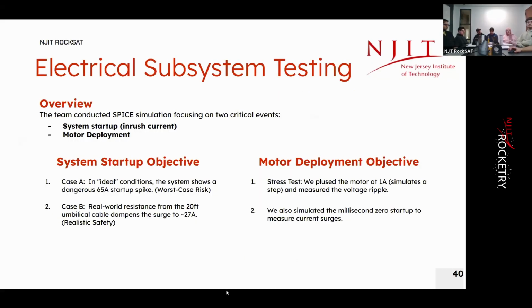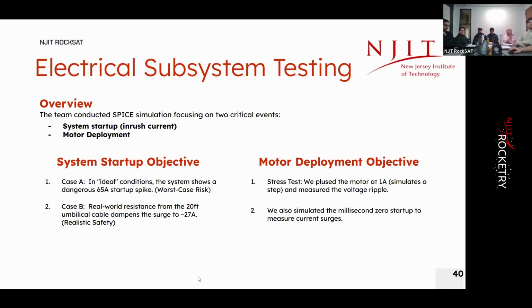For the electrical subsystem, we conducted a SPICE simulation focusing on the system startup and the motor deployment. For the system startup, we simulated 2 cases. Case A was in ideal conditions, and in a worst case scenario, we would see a current spike. For case B, we simulated the real world resistance from the 20-foot umbilical cable, and we were hoping that would dampen the surge to 27 amps.